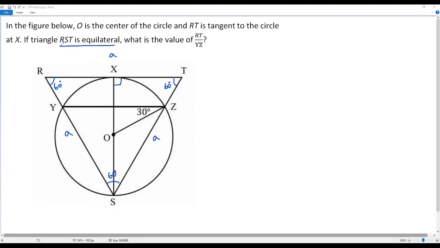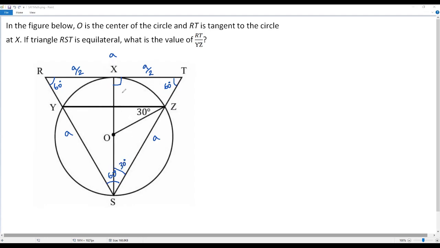Since RST is an equilateral triangle, this altitude SX will bisect this side RT. That is, it will divide the length of RT into two equal parts. Then the length of this line segment XT and the length of this line segment RX is half of A. That is, the length of XT over here is A over 2, and here also we have A over 2. Also, the altitude over here will bisect this interior angle of 60 degrees. That is, it will divide this angle into two parts. So here we have 30 degrees and here we have 30 degrees.